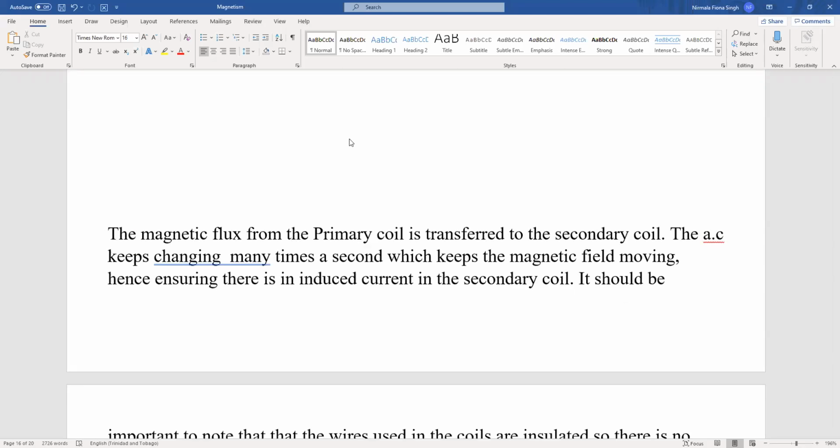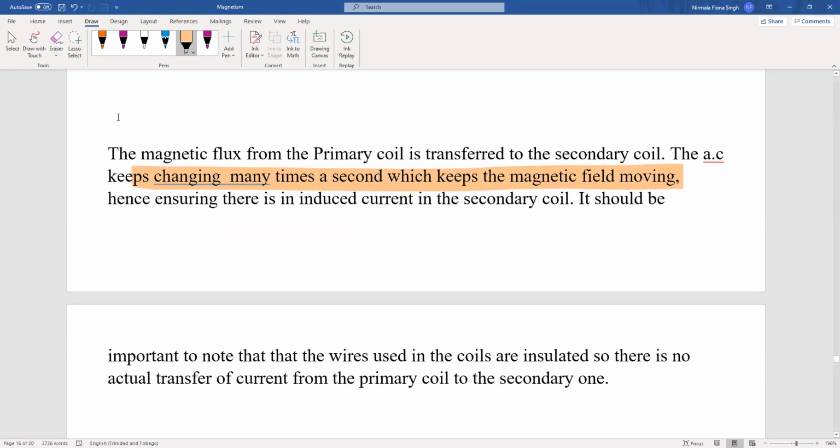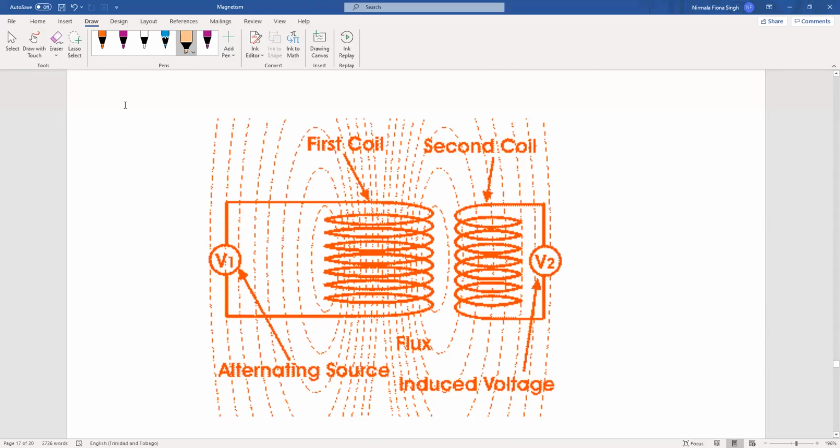The magnetic flux from the primary coil is transferred to the secondary coil. The AC keeps changing many times a second, which keeps the magnetic field moving, hence ensuring there's an induced current in the secondary coil. It should be important to note that the wires used in the coils are insulated, so there's no actual transfer of current from the primary to the secondary one. So let's take a look at magnetic fields here. This is what the magnetic fields are doing.